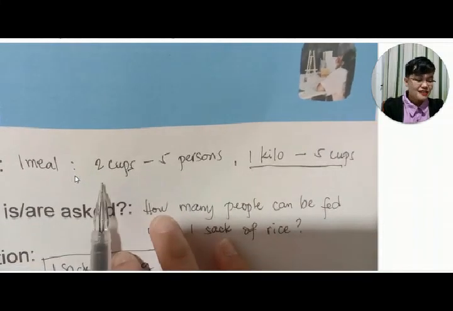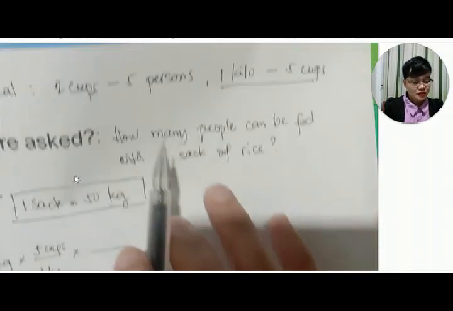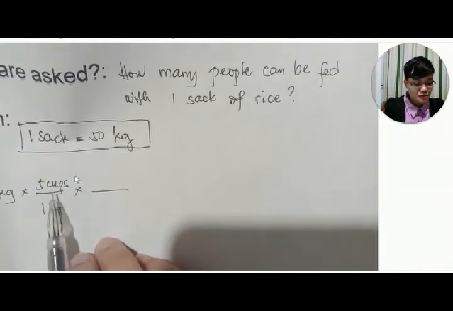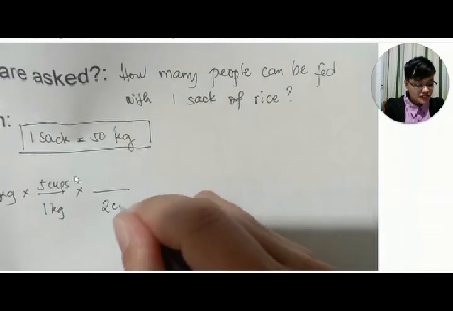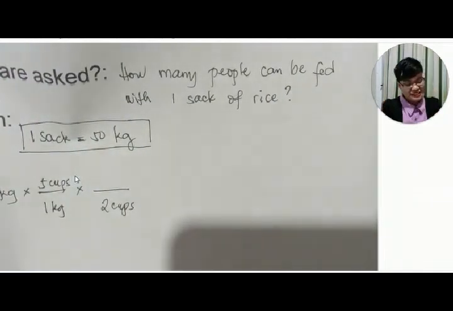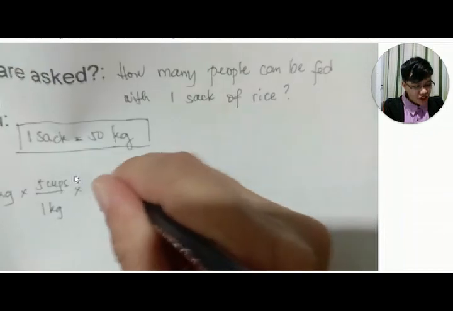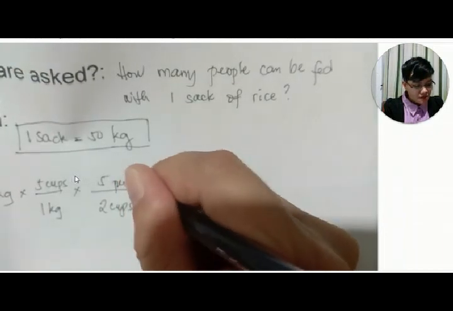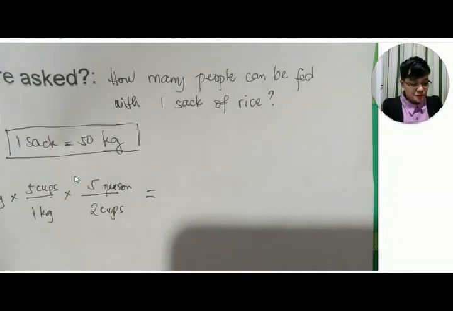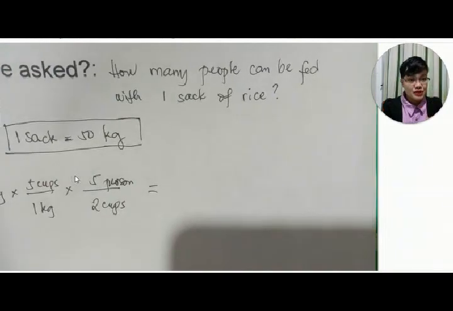that 2 cups will actually feed 5 people, 5 persons. So since cups here is our numerator, we make sure that the 2 cups is our denominator so that we can cancel. Yes, that's right. 2 cups, 5 people or 5 persons. Okay. Now, after exhausting all our given, we can now proceed to the solution.